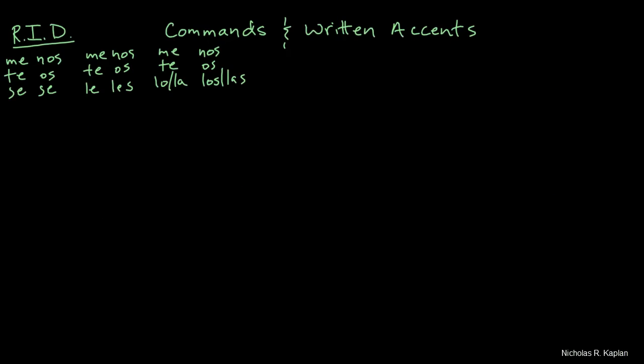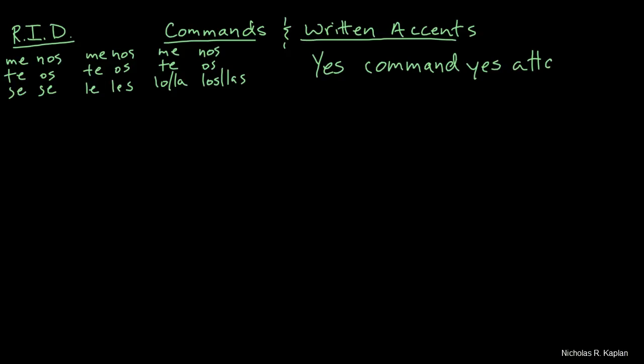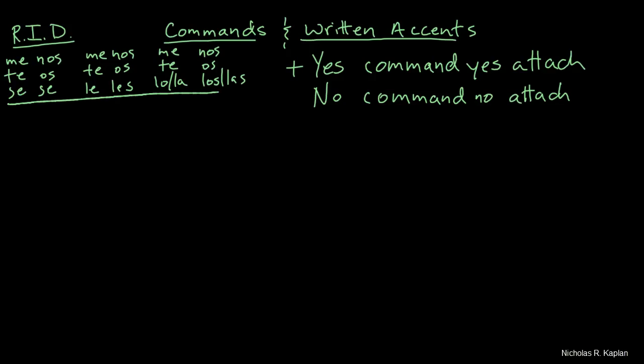The first thing we want to remember is we don't always attach these to our commands. So when do we do it? Well, there's this little rhyme: yes command, yes attach, no command, no attach. What that basically means is if we have a positive or an affirmative command and we need to use one of our indirect, direct, or reflexive object pronouns, we are going to attach it to the end of the command. And if it's a negative command like don't do something, we're not going to attach it.